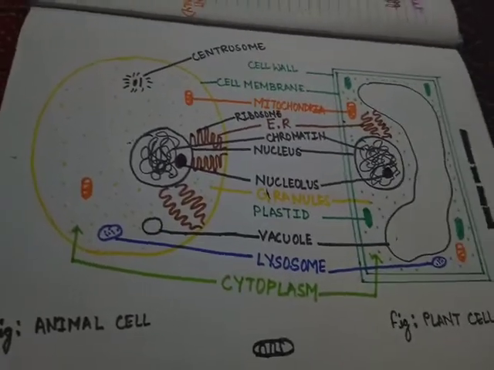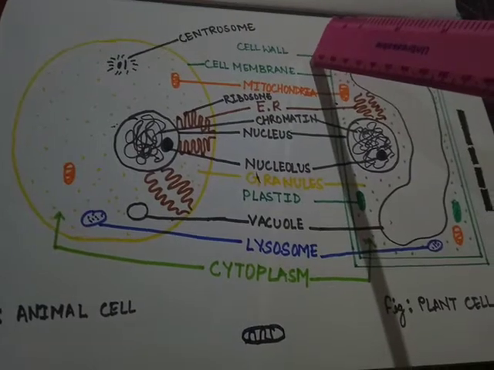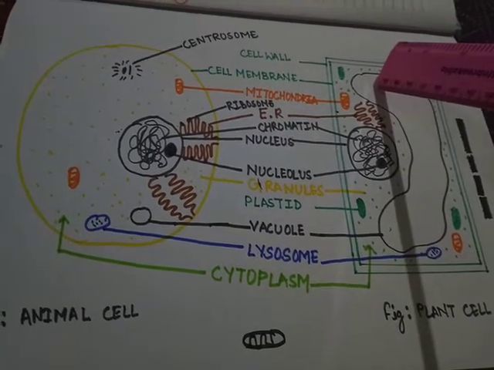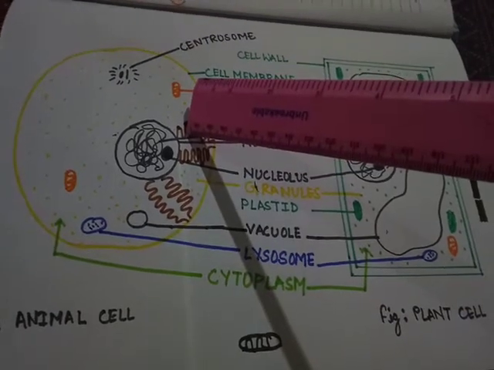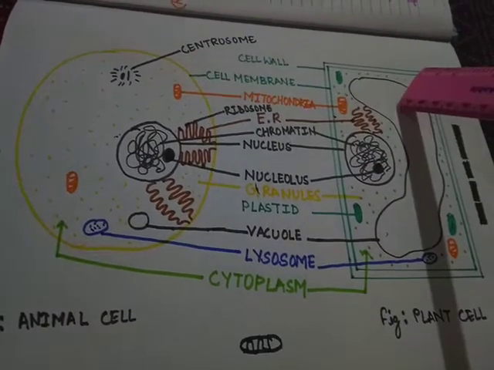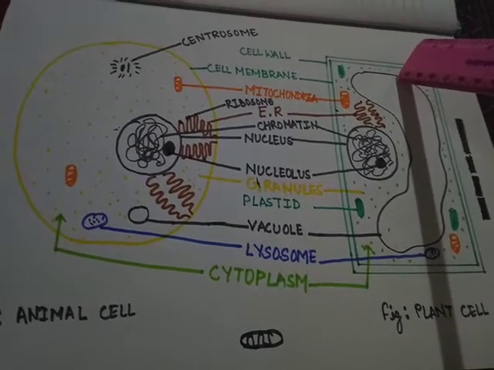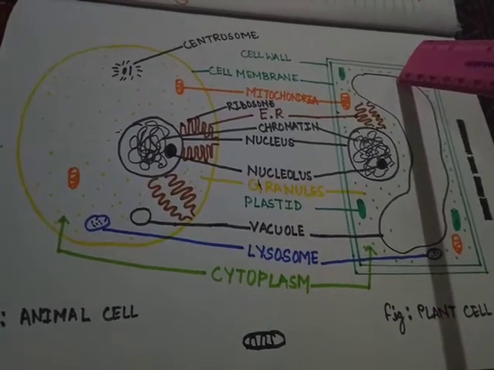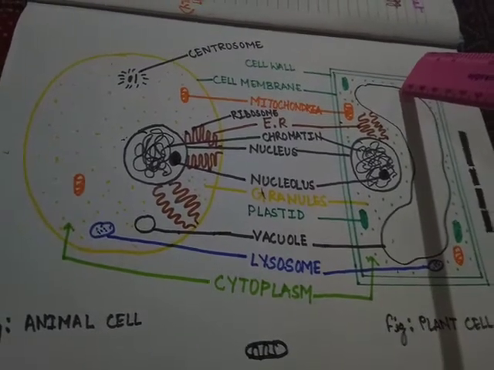Now let's start. Cell wall. Cell wall is the first organelle which is only present in the plant cell and not in the animal cell. Cell wall is a non-living membrane and it is permeable by nature. That means permeable means it allows all the substances to pass through it.